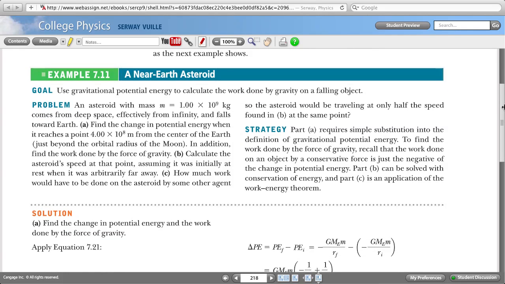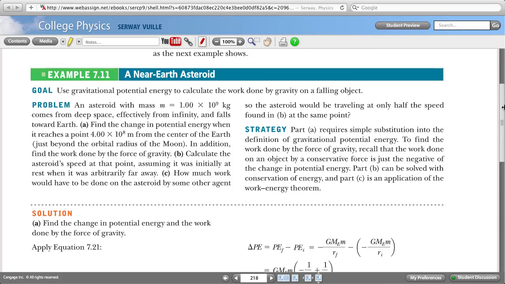So this is example 7.11. We have an asteroid with a mass of 1 times 10 to the 9 kilograms that comes from deep space. Essentially, it's coming from infinity. And why do we care about that? Well, because what we're going to say is that the potential energy of this comet relative to some other object is going to be zero if it's so far away that it just can't be measured, if it's at infinity.